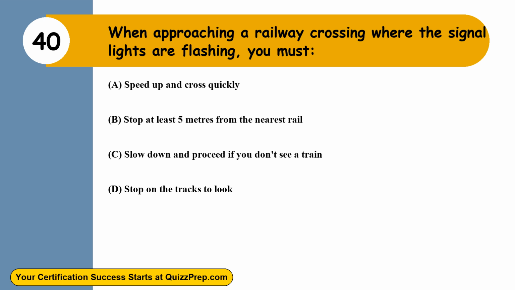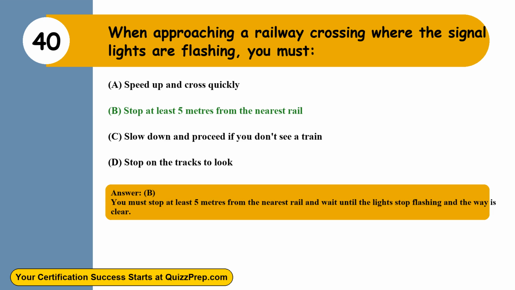Stop at least 5 meters from the nearest rail. Option C. Slow down and proceed if you don't see a train. Option D. Stop on the tracks to look. The correct answer is option B. Stop at least 5 meters from the nearest rail. You must stop at least 5 meters from the nearest rail and wait until the lights stop flashing and the way is clear.